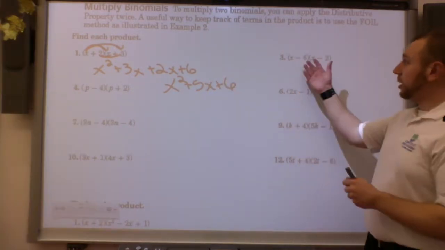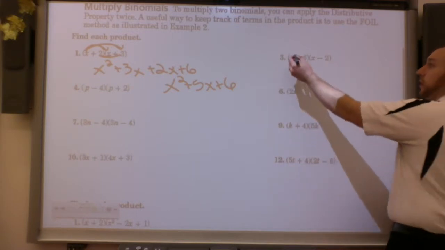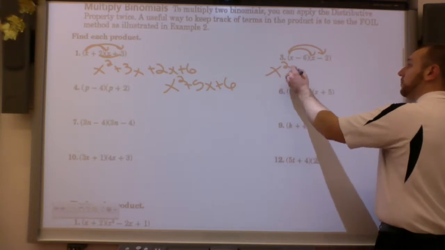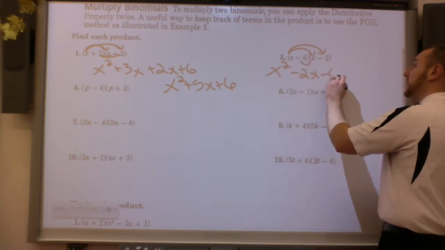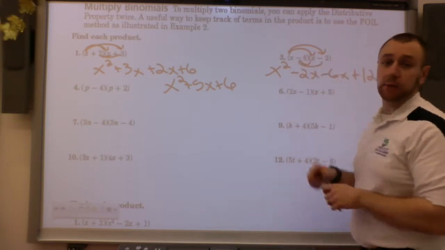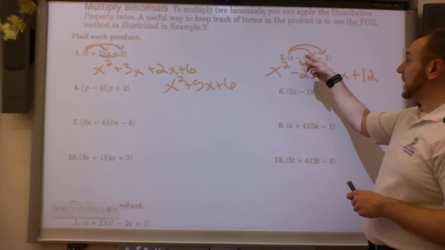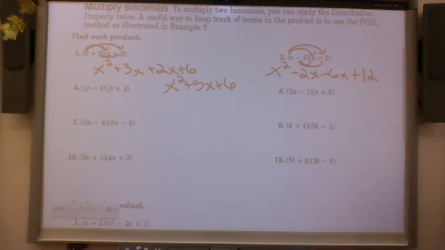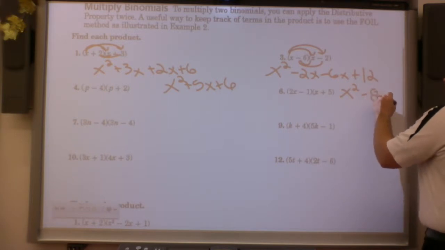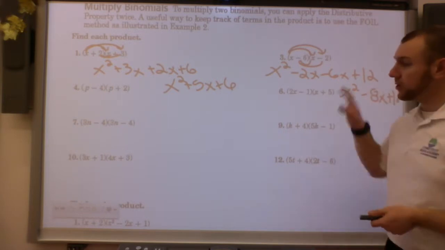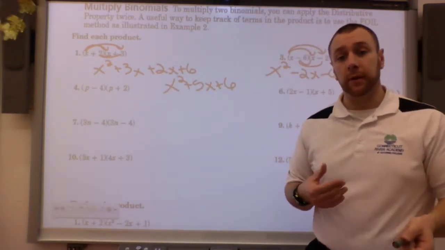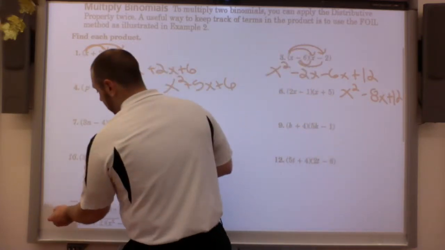For this one, again, you just gotta watch negatives. So it would be x squared minus 2x minus 6x plus 12, because now that's a minus 6 times a minus 2, or negative 6 times a negative 2, positive 12. x squared minus 8x plus 12. So these are all dealing with that double distributive property.